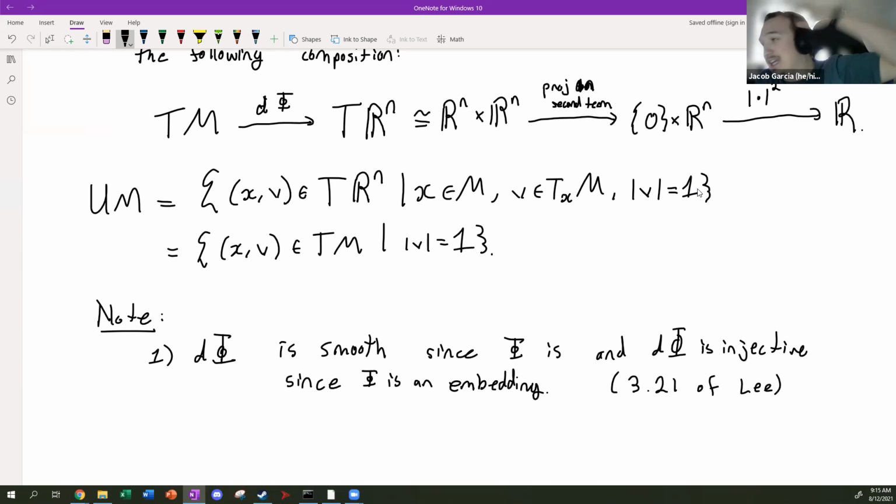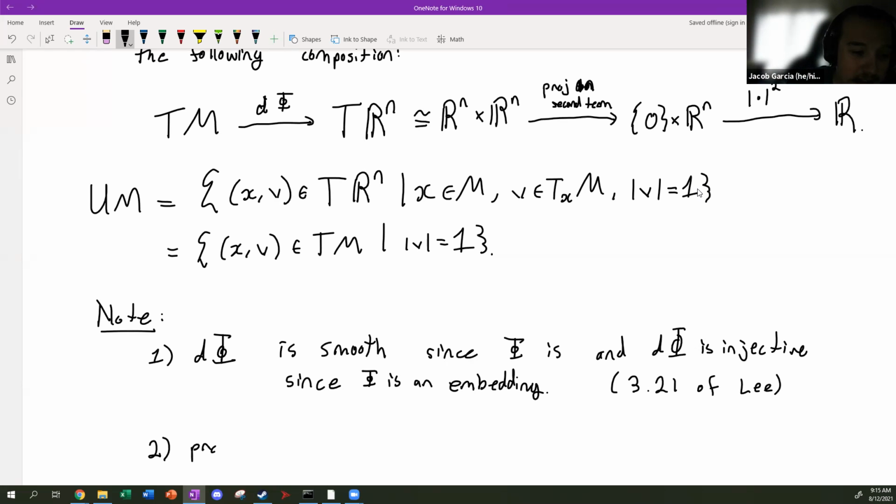Proposition 3.21 exactly states that the total derivative is smooth. But the proof of this proposition also proves that the total derivative is injective whenever it's an embedding. It's the exact same steps. So I'm saying 3.21 of Lee, even though Lee only proves one of these two statements in that proposition, the proof works for both statements. So you can check there if you want details.